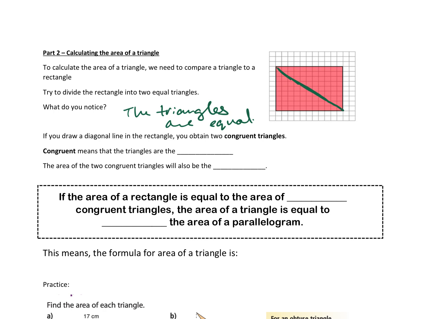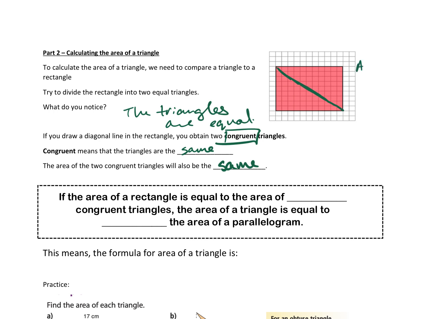Okay, and this is what we call congruent triangles. So if you draw a diagonal line in the rectangle, you obtain 2 congruent triangles. Congruent means that they're the same, and that means that the area of the 2 congruent triangles will also be the same.